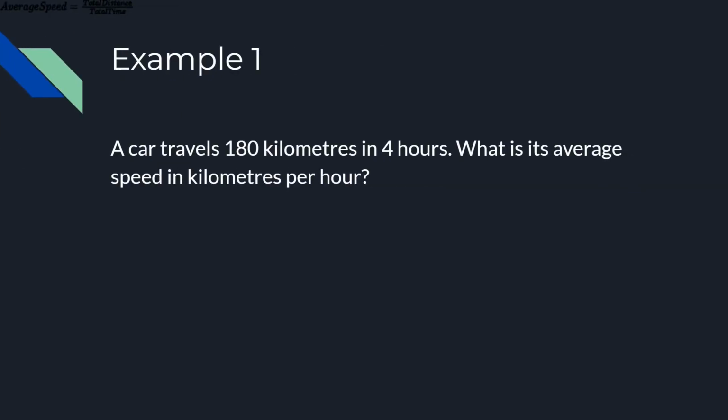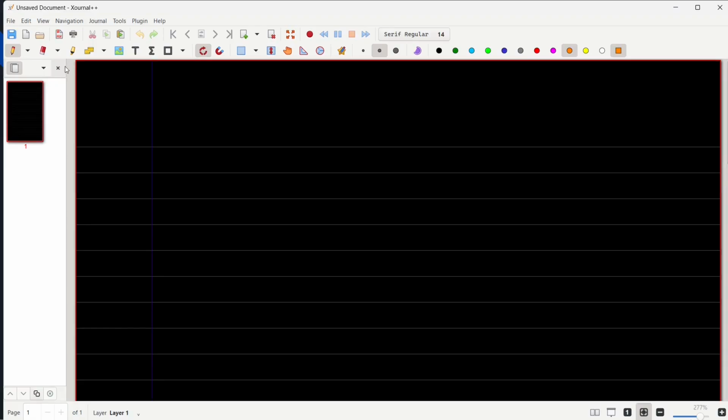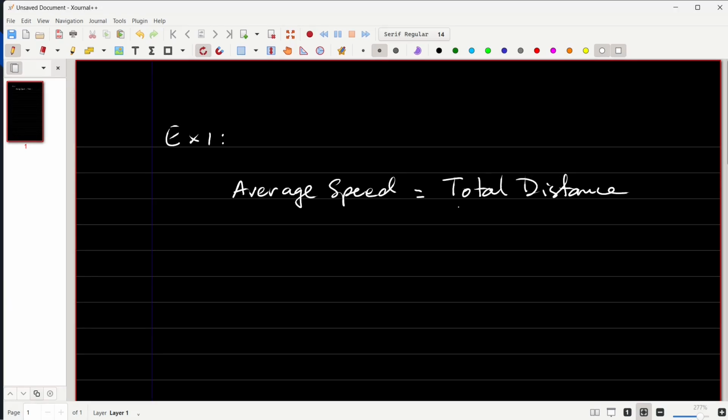Let's try this example. A car travels 180 kilometers in 4 hours. What is its average speed in kilometers per hour? I'll solve these on the paper. All right, so this here would be example 1. And the solution is as follows. We need to figure out the average speed. So we know that average speed is equal to total distance divided by total time.